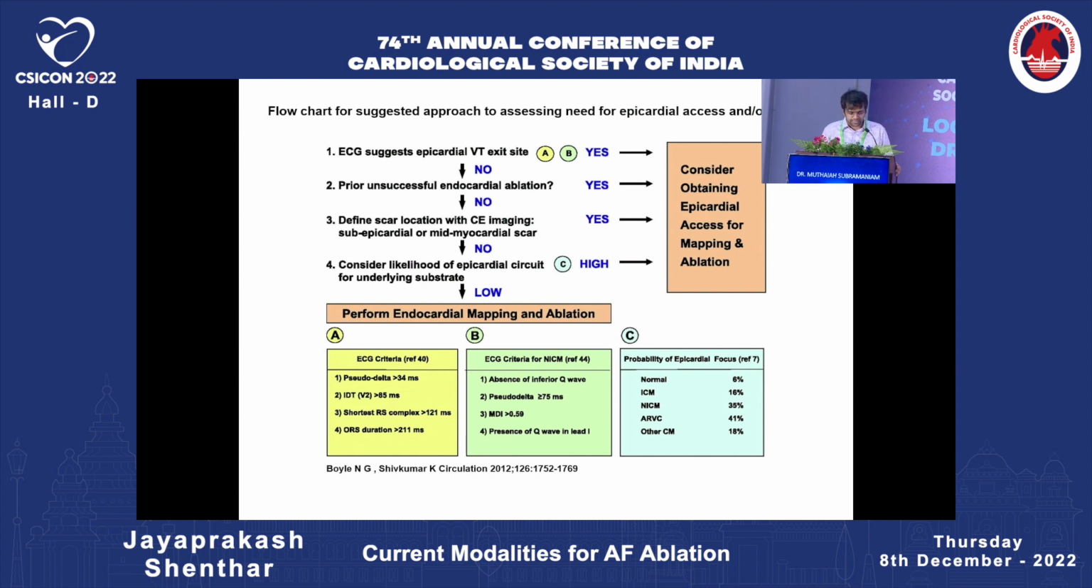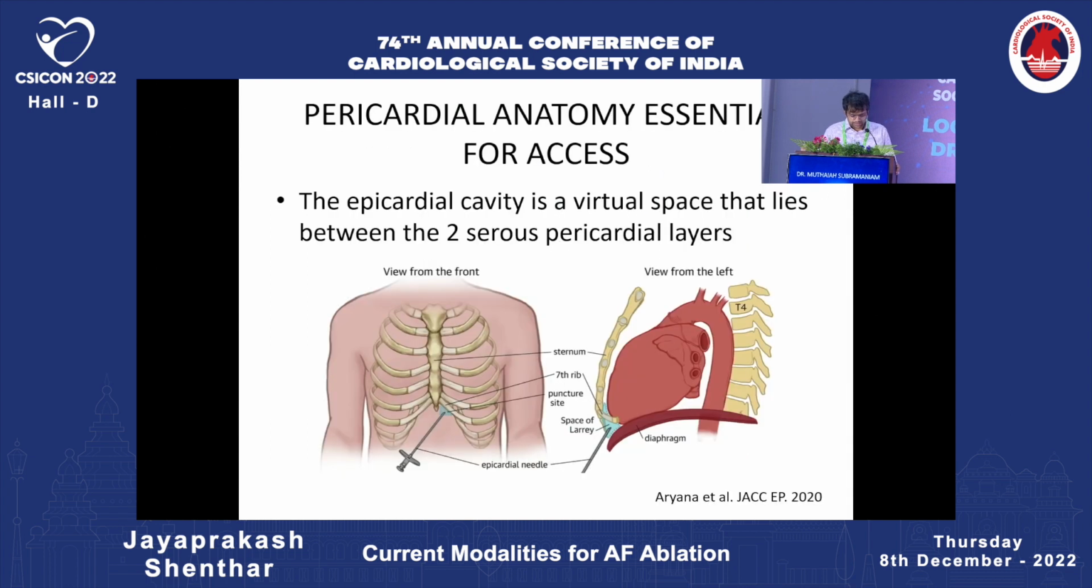So now we don't just have the ECG, we have good echocardiograms, we have a good cardiac MRI. So you will have a very good clue where the scar is in these patients before you take them up for ablation. So in these patients, if you suspect there's an epicardial exit for the VT, these are the patients in whom you need to access the epicardium.